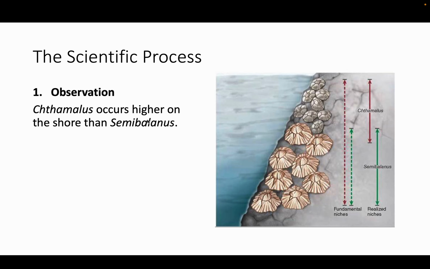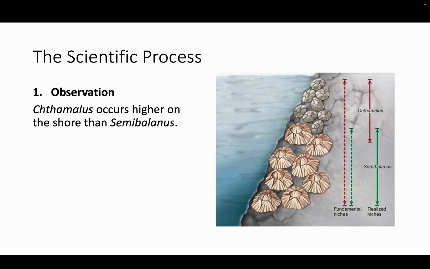This is an example taken from Connell, who was a very famous Scottish researcher back in the 60s and 70s. Essentially, he noticed that when he was walking along the intertidal zone in the ocean, he saw 2 different barnacle species, and the way that they were distributed on the rocks was very distinct. The Chthamalus, which was the smaller barnacle species, were found at the very top of the rock, so they were more exposed to air. The Semibalanus were found in the lower portion of the rock, so they were less exposed to the air. They were more in contact with water.